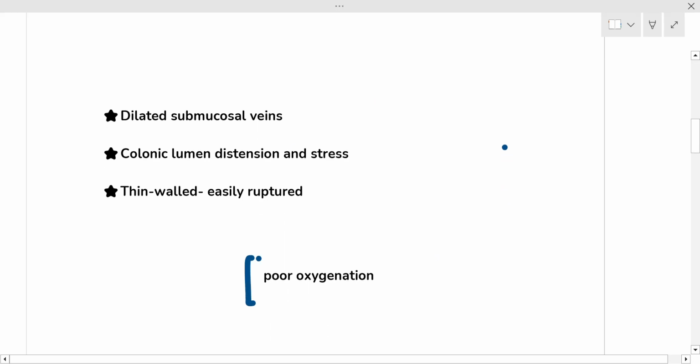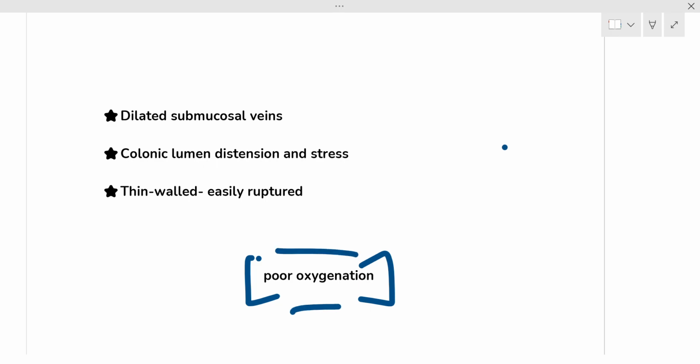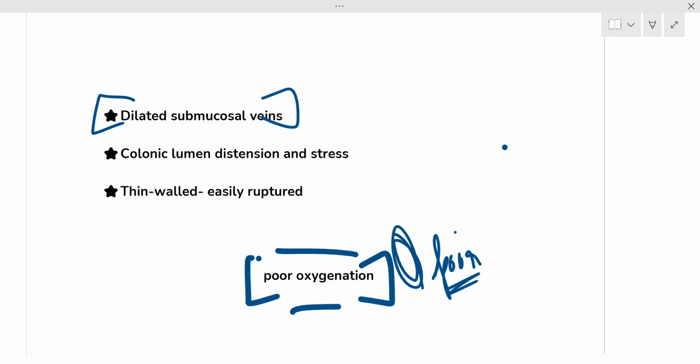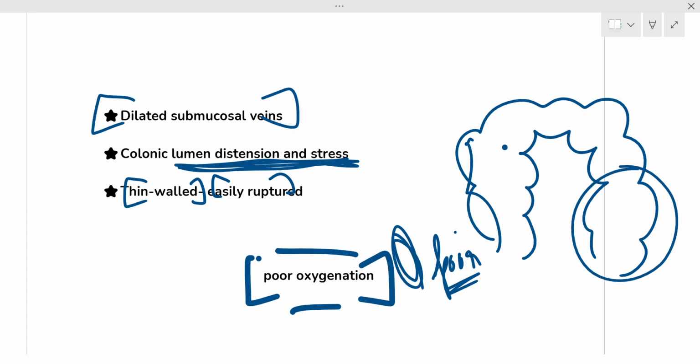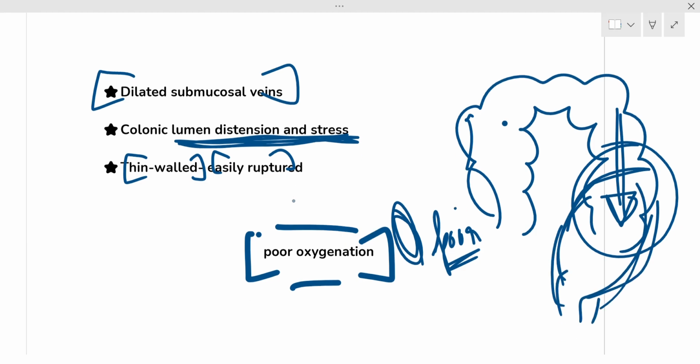First of all, the main pathology that you guys need to remember is this is more of a local thing. It's poor oxygenation locally, right? It's seen as dilated submucosal veins, and it happens because of colonic lumen distension and stress, and these are thin walled and they rupture easily. Most often colonic angiodysplasias happen in the descending, in the sigmoid colon, right? So it is an important cause for lower GI bleed.